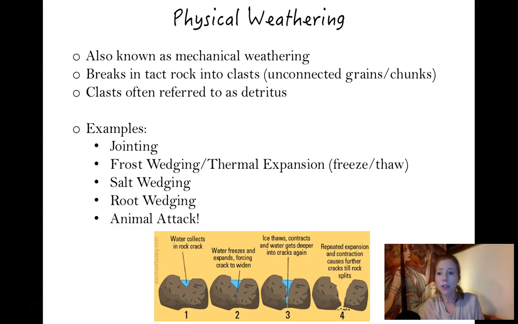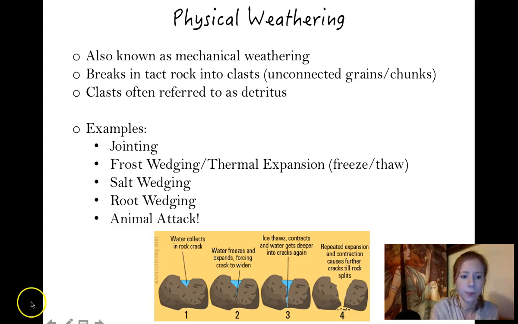Different examples of physical weathering include jointing, frost wedging, thermal expansion, so freeze-thaw action, salt wedging, root wedging, and even animal attack. So as I move through these next few slides, I'll be giving you examples of each one of these physical weathering methods.